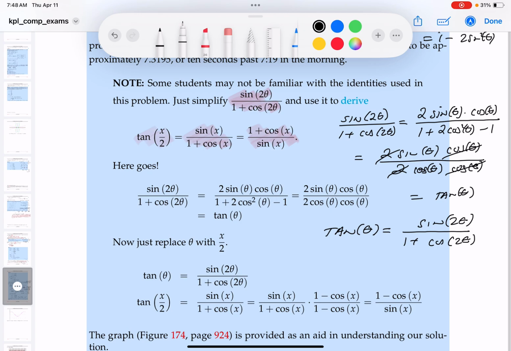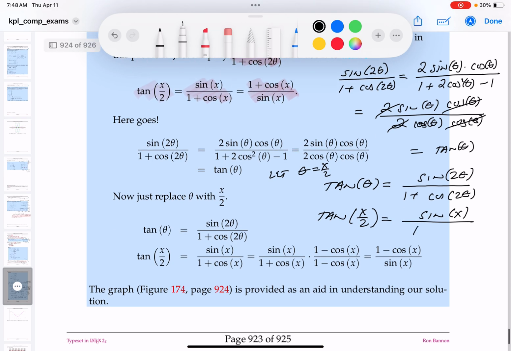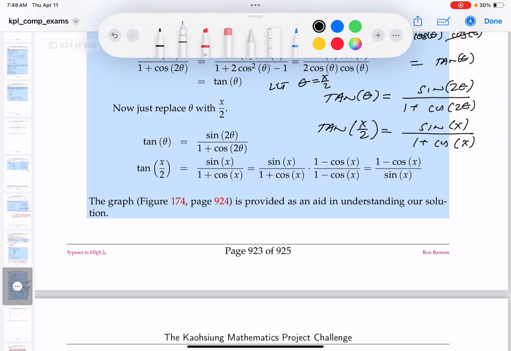Now, the whole point of this is to get a half angle identity. So what I do is I let theta equal x over 2. What would you get? Tangent x over 2 equals the sine of x over 1 plus the cosine of x. That's the identity we want to come up with right over here. However, they also say we should be able to get this one over here. And let's go through that. And the way to get that one is simply to say tangent of x over 2 is equal to sine x over 1 plus cosine x.